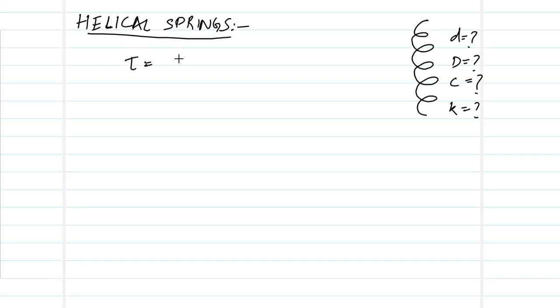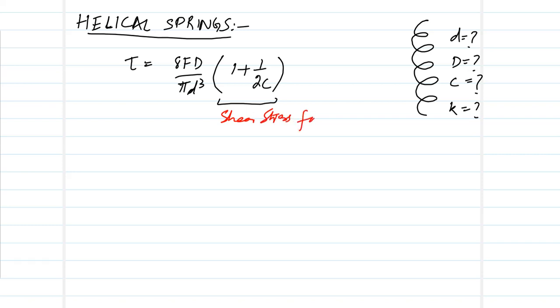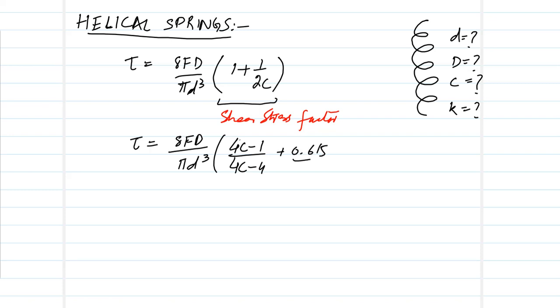The first relation is tau equals 8FD over pi d cube, and there is a multiplication of a stress factor. This is normally known as the shear stress factor. Whereas there is another relation when we have applied the wall correction factor in the same relationship, and that is 8FD over pi d cube, multiplied by, I think, (4c minus 1) divided by (4c minus 4) plus 0.615 divided by c. So that we call the wall factor, or sometimes called the wall stress factor or wall correction factor.